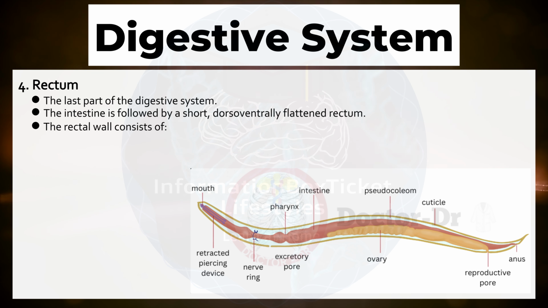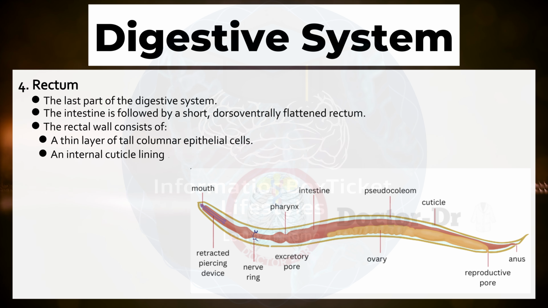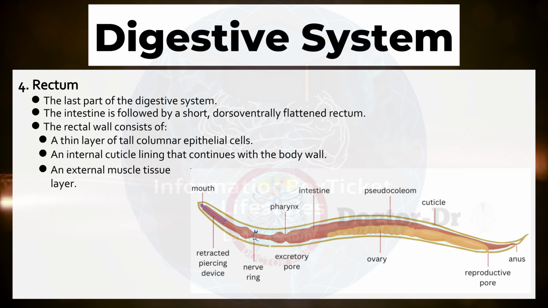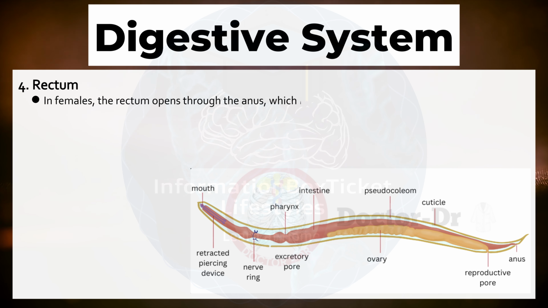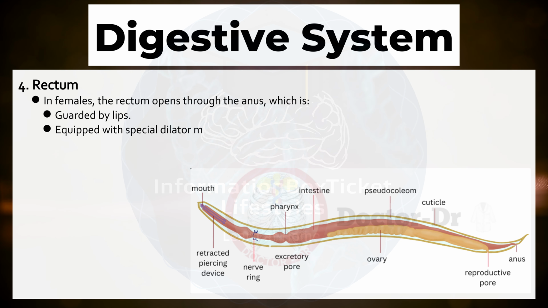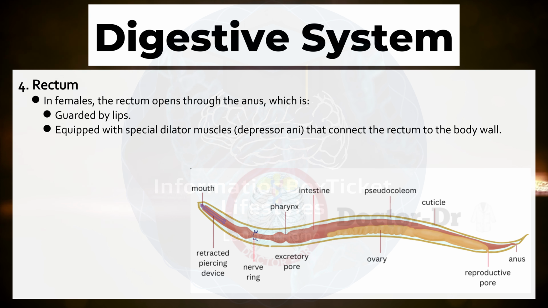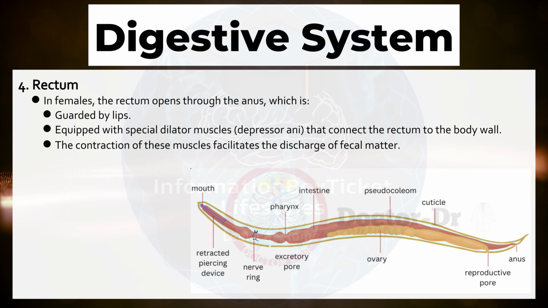The rectal wall consists of a thin layer of tall columnar epithelial cells, an internal cuticle lining that continues with the body wall, and an external muscle tissue layer. In males, the rectum opens into the cloaca, which also receives the ejaculatory duct. In females, the rectum opens through the anus, which is guarded by lips, equipped with special dilator muscles, depressor ani, that connect the rectum to the body wall. The contraction of these muscles facilitates the discharge of fecal matter.